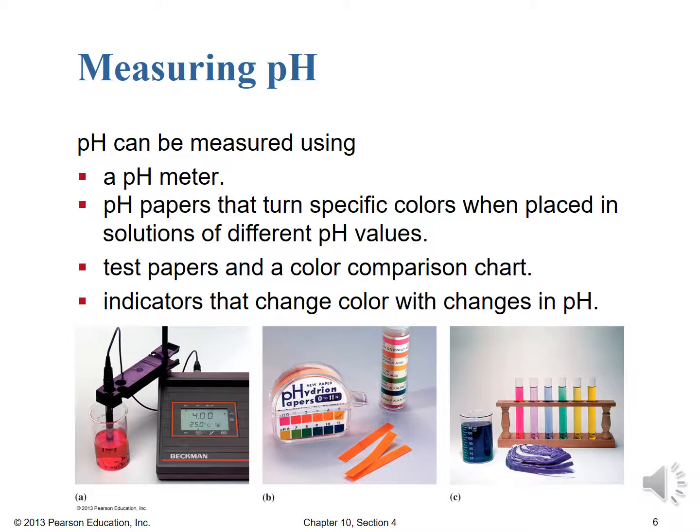Finally, indicators that change color with pH have been very useful throughout the history of chemistry, and a couple that we'll talk about in detail will have to do with some key color changes, but again, that's a nice notable color change at a specific pH, so those work well for things like titrations. So these are all valuable and valid ways of measuring pH.